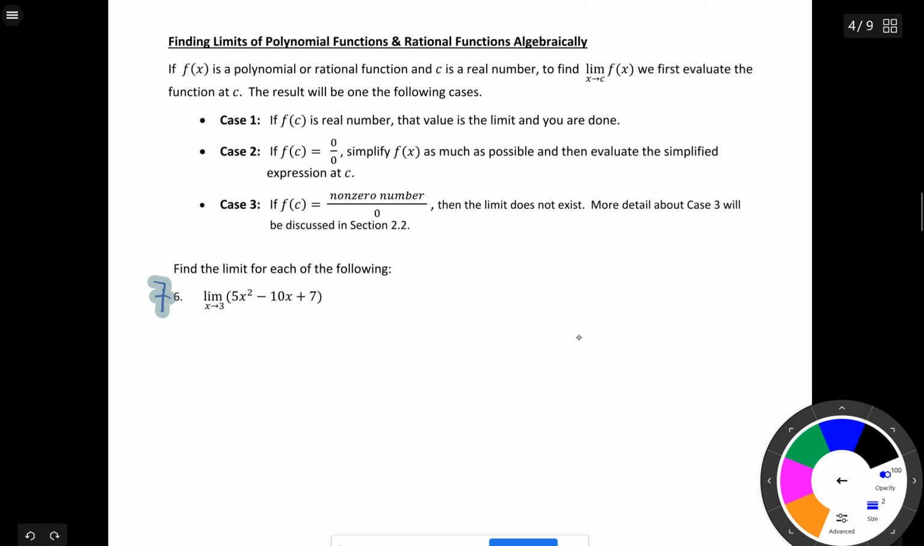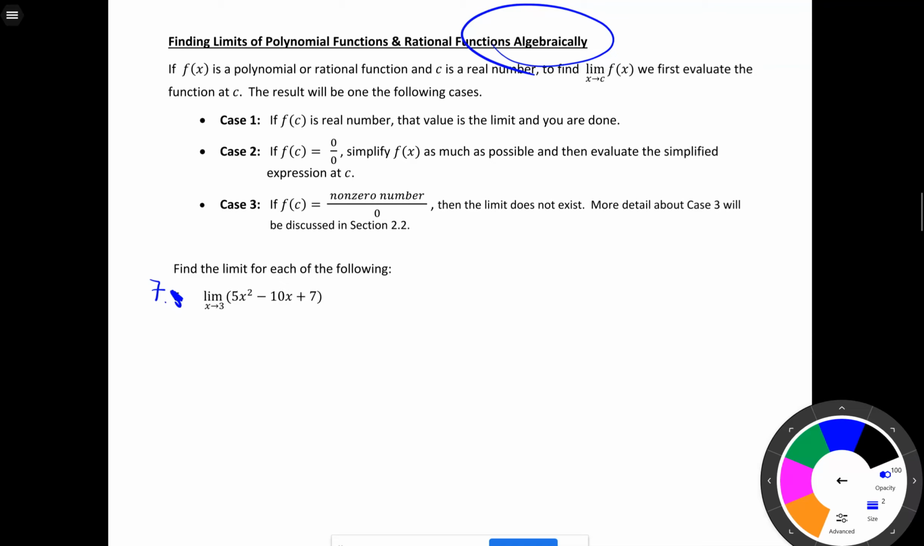Number 7. Since it was off before, I bet it's off everywhere. Okay, so algebraically, how can we find the limits without a graph? With the graph, it's easy just to kind of look at the graph and see what's happening on the left, what's happening on the right. If you don't have a graph, what do you do?